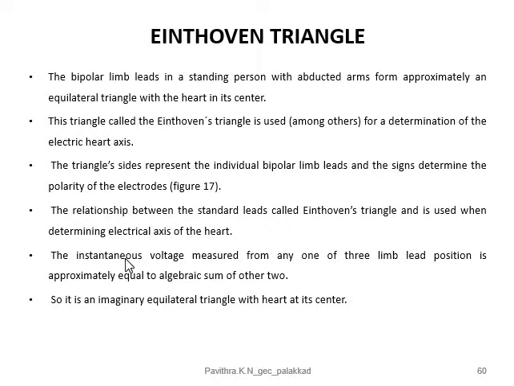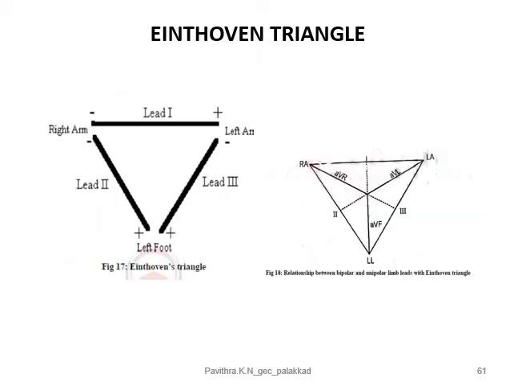And the instantaneous voltage that is measured from any one of the 3 limb lead positions is approximately equal to the algebraic sum of the other 2. Okay, so it is an imaginary equilateral triangle. Actually, this Einthoven triangle is an imaginary triangle with the heart at its center. That is, we are assuming the heart is at the center of this Einthoven triangle. So this is the Einthoven triangle.